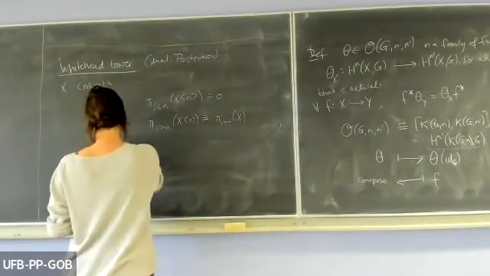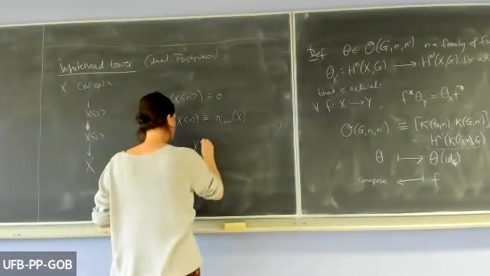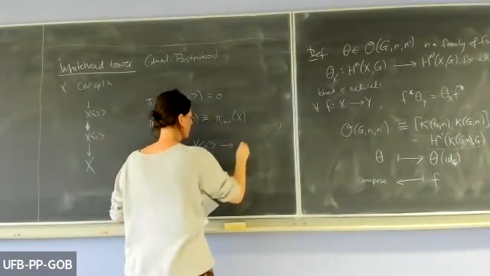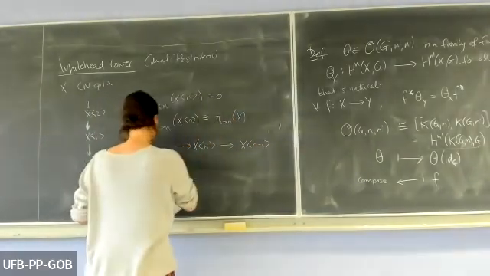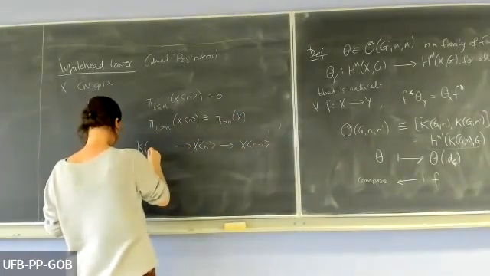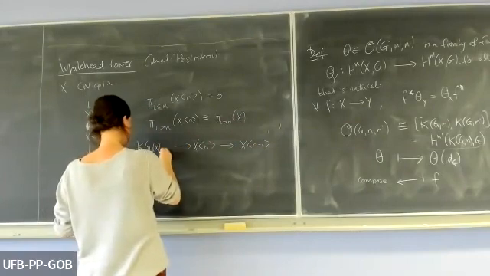And moreover, every one of these maps is a fibration. And it has fiber given by an Eilenberg-MacLane space of exactly the nth homotopy group.